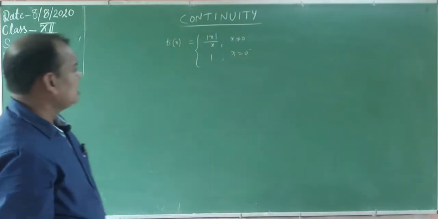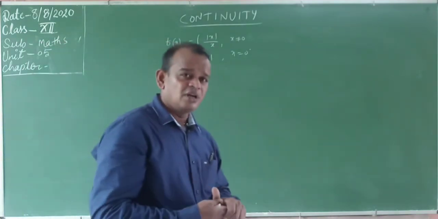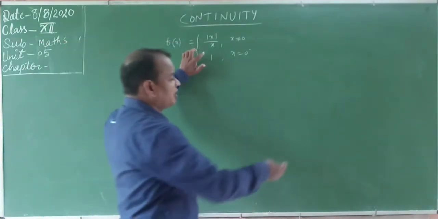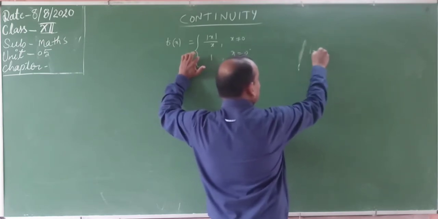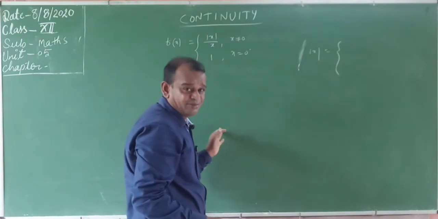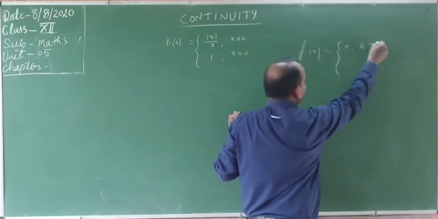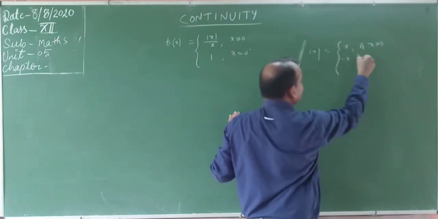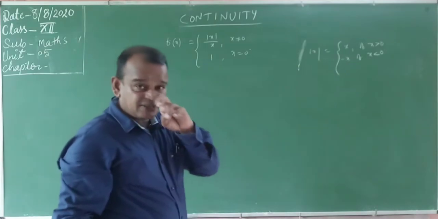Now x not equal to 0 means you know that either x is positive or x is negative. Already before I explained that one. What is the mod x? You know very well. Mod x is equal to x. Before class, clearly I explained mod x. Mod x is equal to x if x greater than 0, minus x if x less than 0. Okay? Say yes or no?